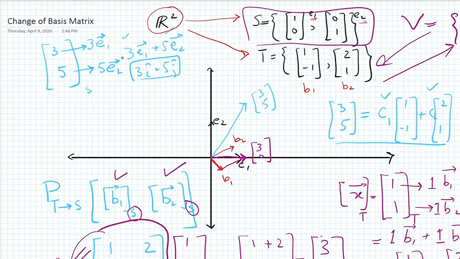So here I am naming these two basis vectors of T as b1 and b2, and the natural basis vectors are e1 and e2. If I draw these vectors here, then e1 and e2 are along the x-axis and y-axis. And the new basis vectors b1 and b2 are here. This vector is (1, -1) and the vector b2 is (2, 1).